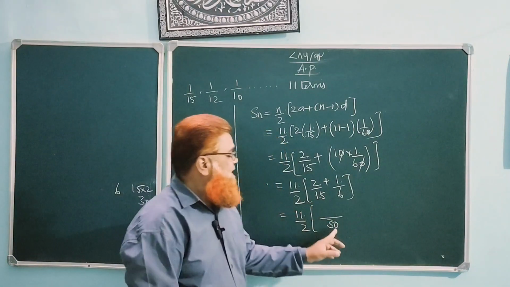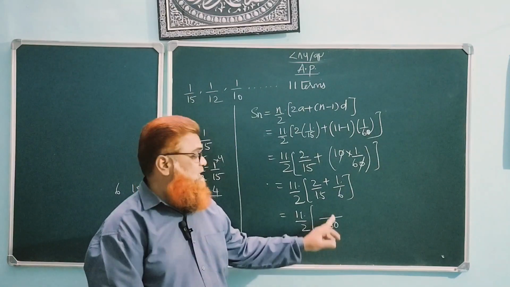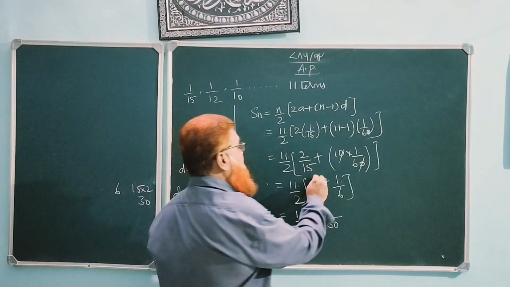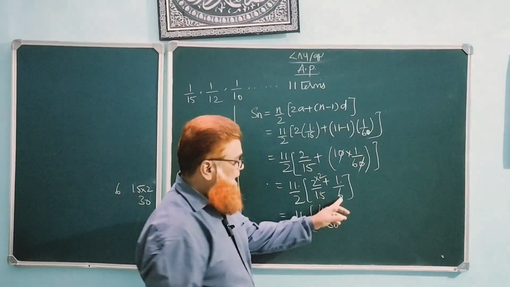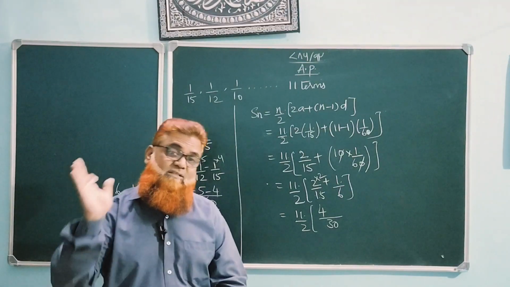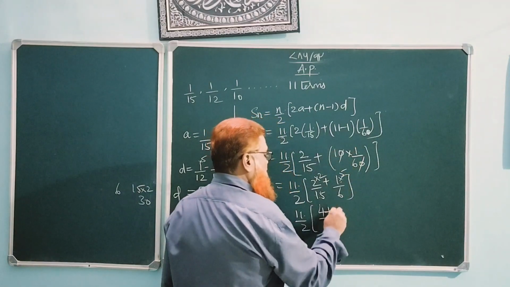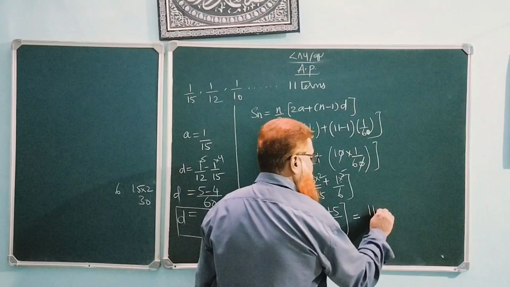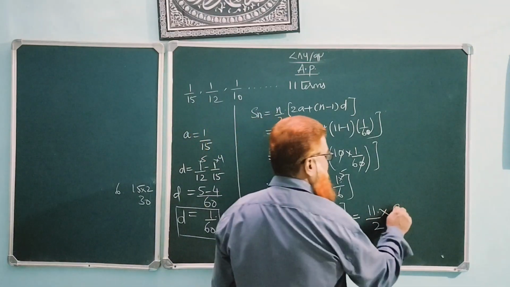Now in 15, how many times does 30 go? 15 ones are 15, 15 twos are 30. Multiply that to the numerator part: 2 twos are 4. And in 6, how many times does 30 go? 6 ones are 6, 6 fives are 30. Multiply that with 1, so 1 fives are 5. Which is equal to 11 by 2 into 4 plus 5, which is 9.